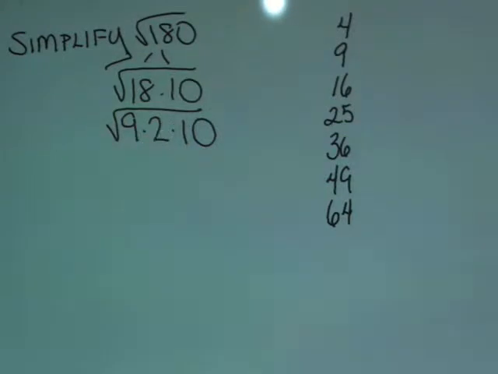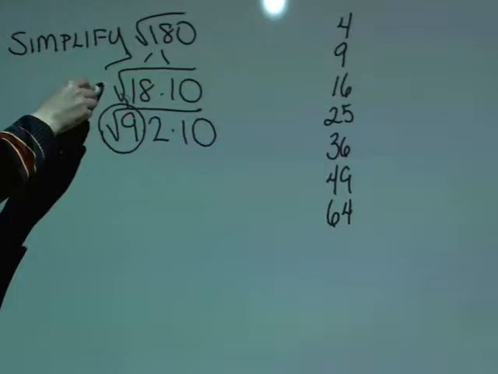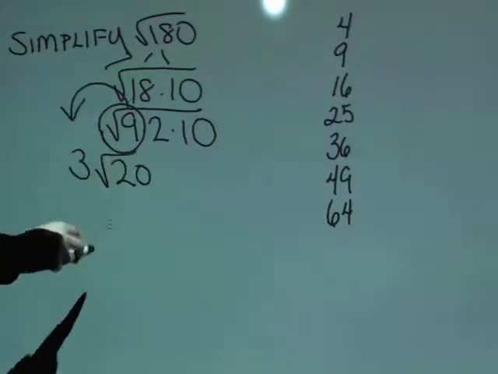Now, as far as this goes, we can bring this out as a 3, but what we have left here is 20. And I don't want you to sit there and go, oh, there's nothing we can do with 20. There is something we can do with 20. So let's do a little bit of a separation here. I'm going to pull this square root of the 9 out and bring that out as 3. But what I have now is 3 root 20.